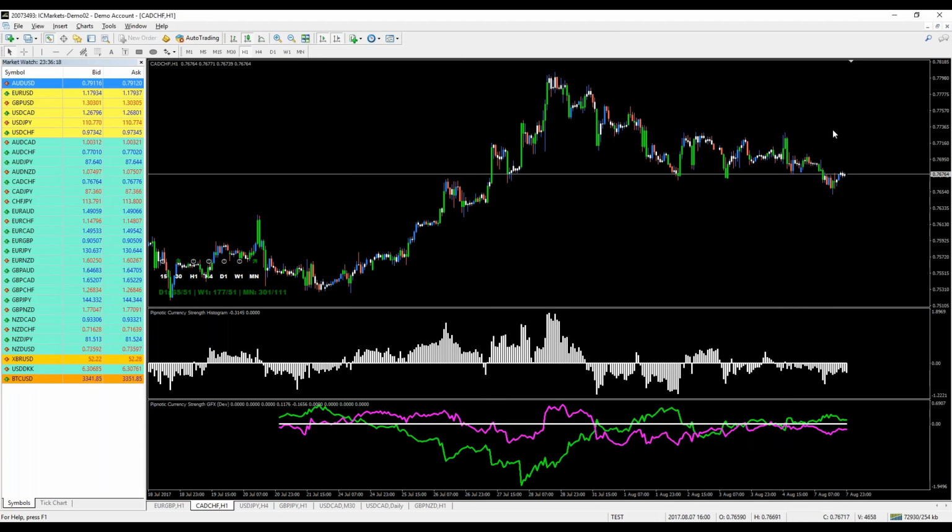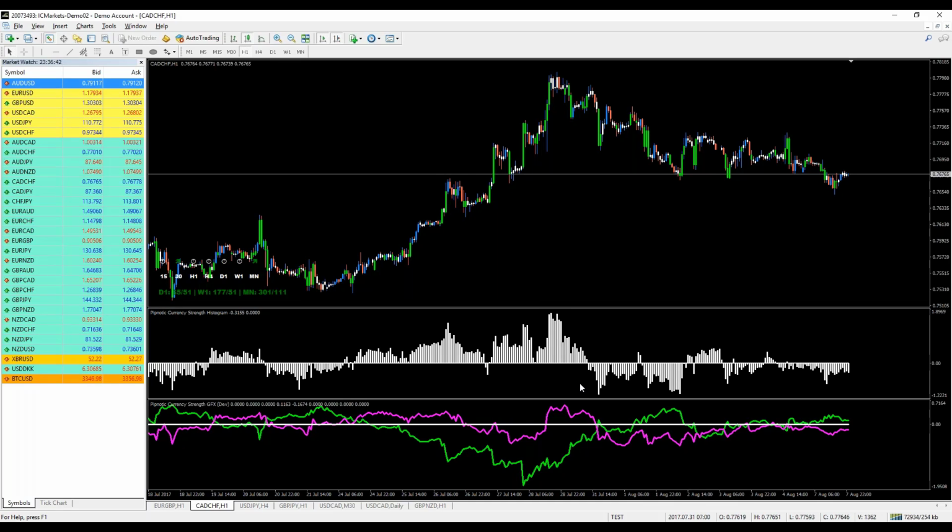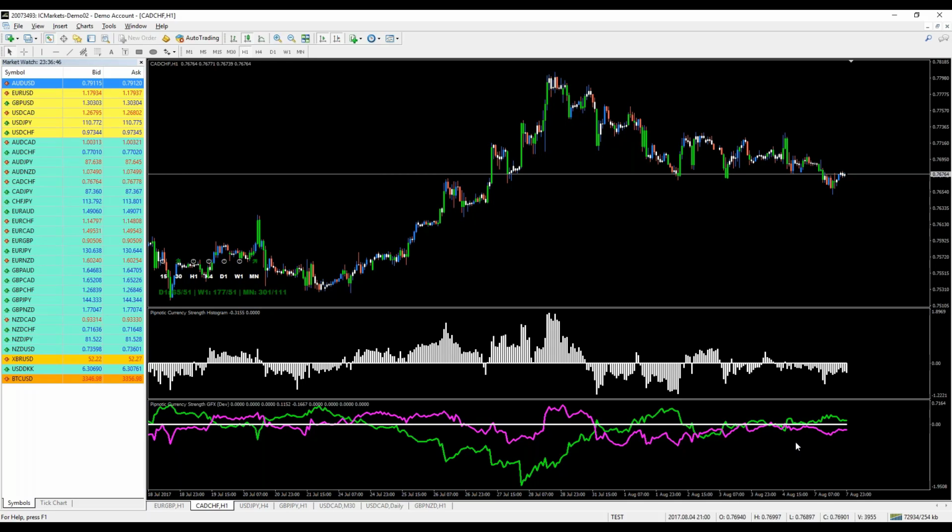So what the indicator is doing, it's showing us the difference between the two currencies that you can see on a given chart. At this point here, the Canadian dollar crossed the Swiss franc, and so we started to get some positive readings here on the histogram. They're not entirely the same, but they're pretty close. We can see indeed that the Canadian dollar is stronger than the Swiss franc. So we want to be buying strength and selling weakness.